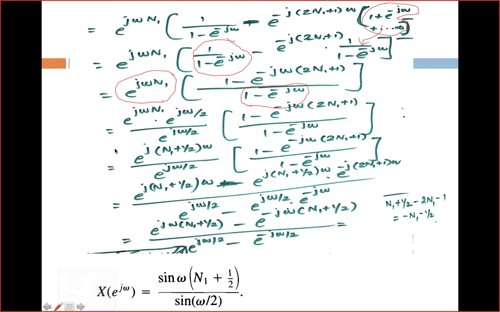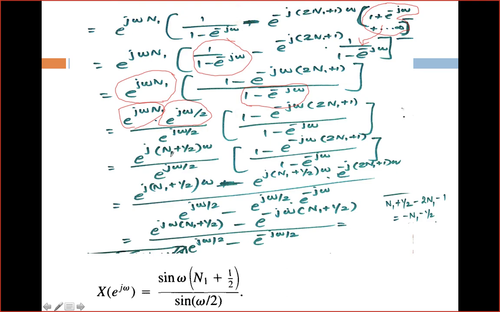Now I'm going to do a small manipulation. I'm going to multiply e power minus j omega by 2. I'm going to multiply and divide by e power j omega by 2, the numerator and denominator of e power j omega n1. I'm simply multiplying. When I'm multiplying, these two are exponentials, and I can combine them as e power j (n1 plus 1 by 2) omega.